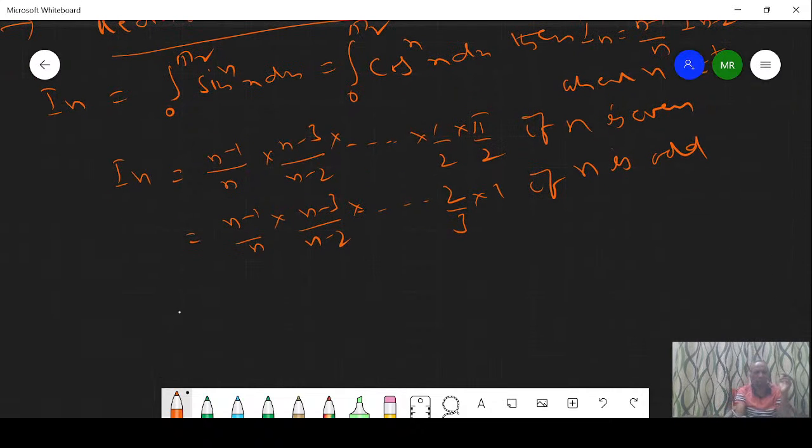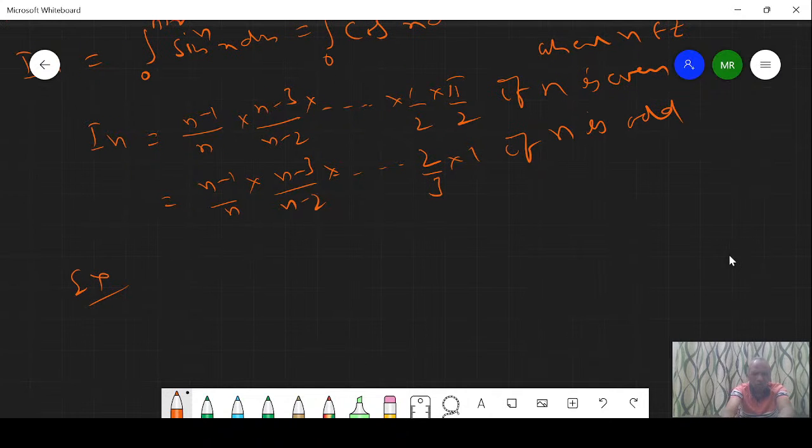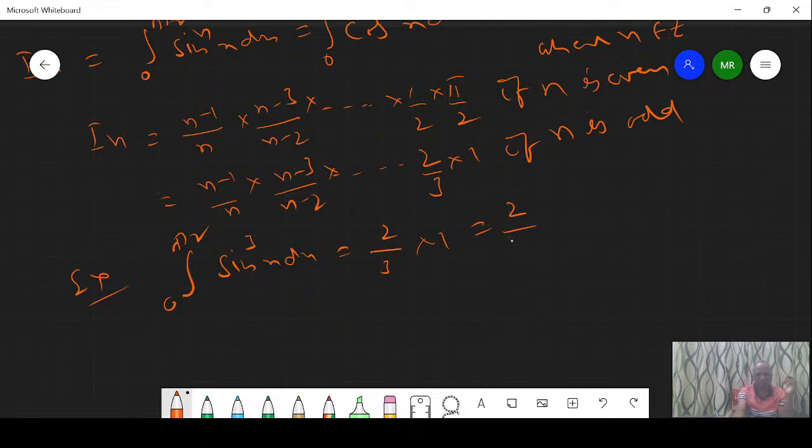See the example. Suppose they give the integral from 0 to pi by 2 of sine cube x dx. So n is odd. You can start with 3, so we get 2 by 3 right at the beginning, then automatically into 1. Your answer is 2 by 3.